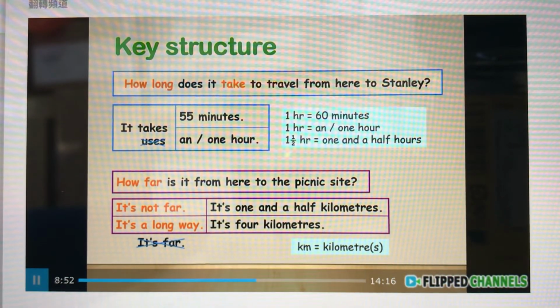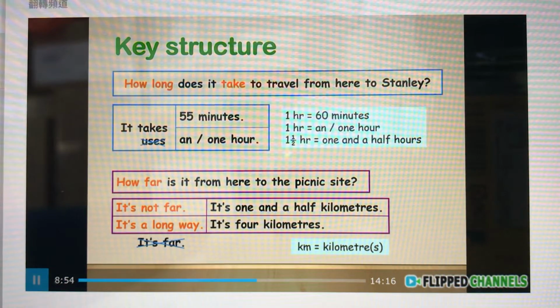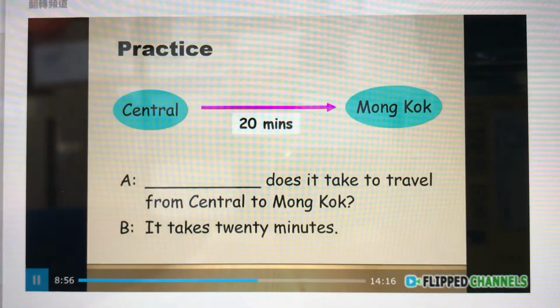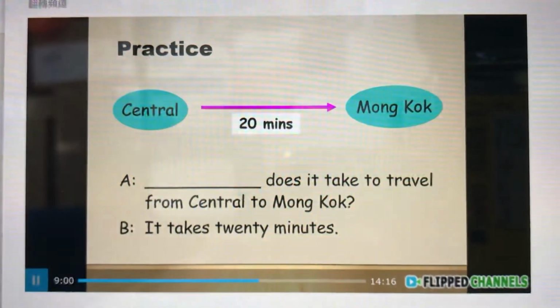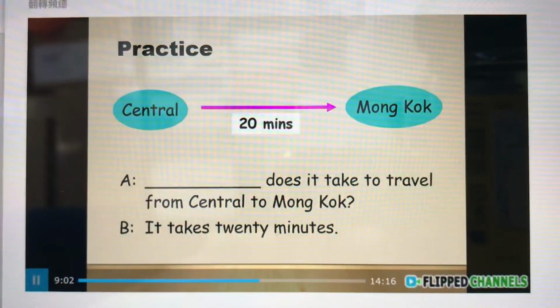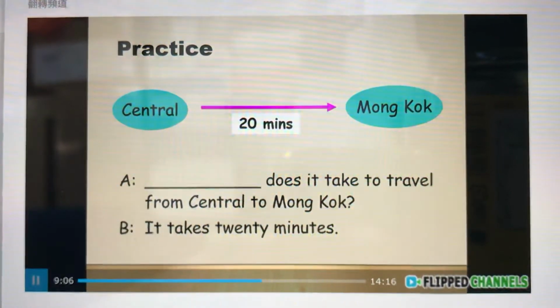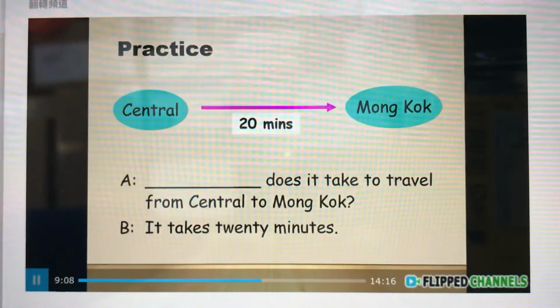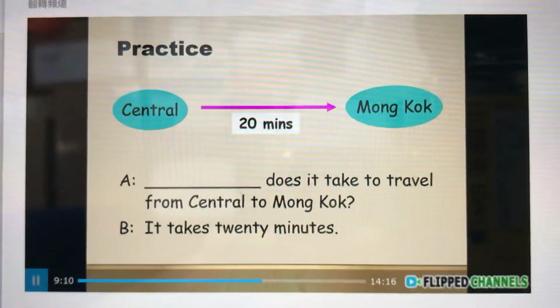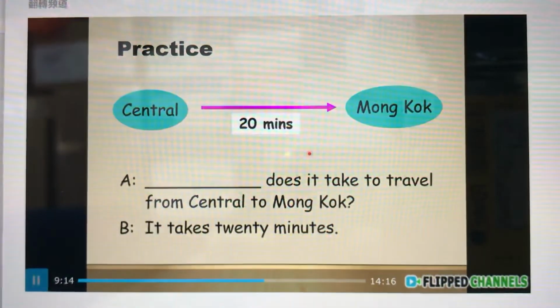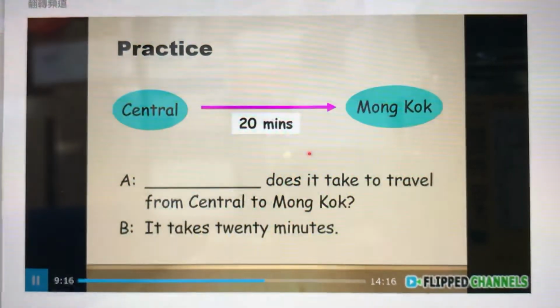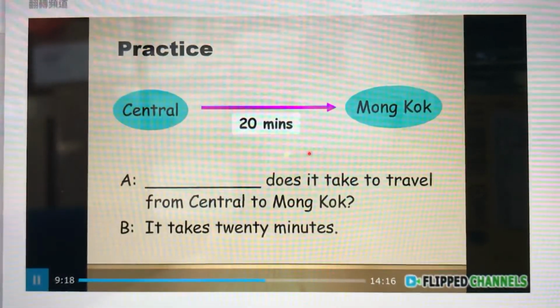Okay, boys and girls, let's have some practice. The first one, Central, Mongkok, 20 minutes. You can see the time here. So, what is the answer? We learned two question words in this chapter. That is, how far and how long. So, do you know the answer?